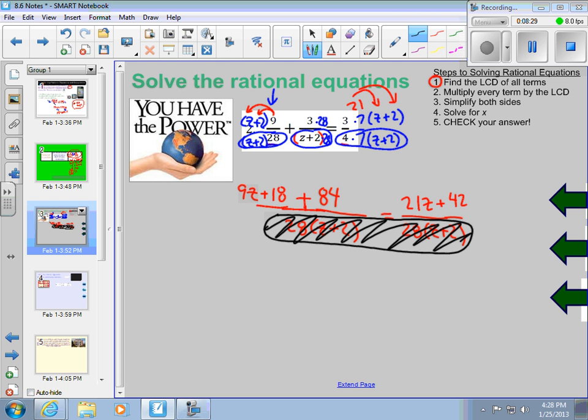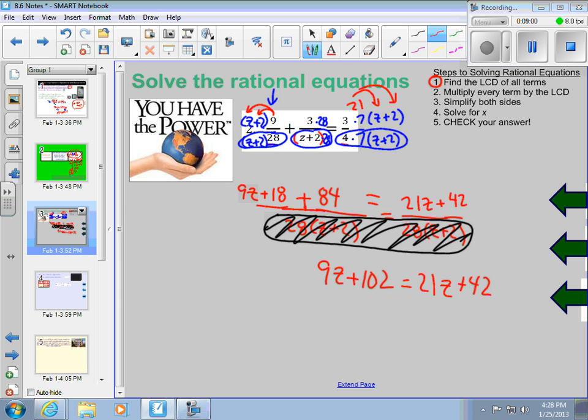So our problem becomes just solving the numerator. If we can solve the numerator, we can solve the problem. Numerator, we've done lots of problems like this. It's just an algebra equation I'll go through and solve. Let's combine the 18 and 84 on the one side of the equation. So now we have 9z plus 102 equals 21z plus 42. Okay, keep solving.